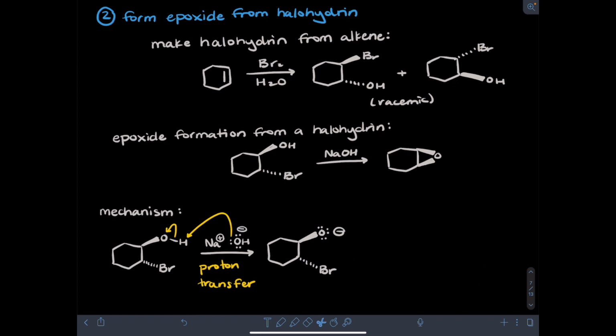This anionic oxygen within the molecule is a nucleophile, and this carbon of the alkyl halide adjacent to it is an electrophile. An SN2 reaction can occur, where you bring in the nucleophile to the electrophilic carbon and kick out the halide leaving group in the same step. And this intramolecular nucleophilic attack forms the three-membered ring of the epoxide.